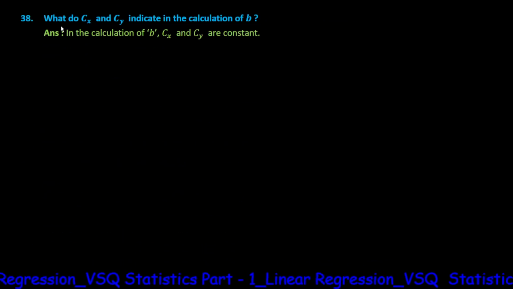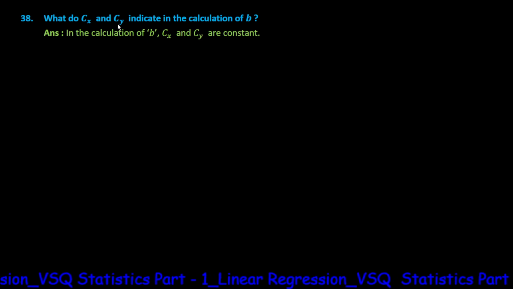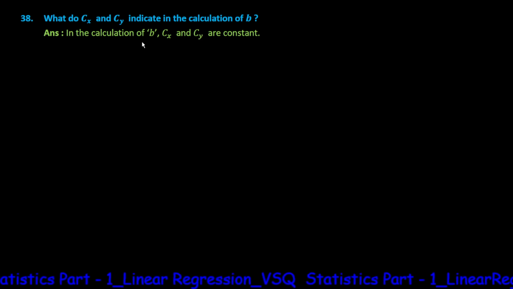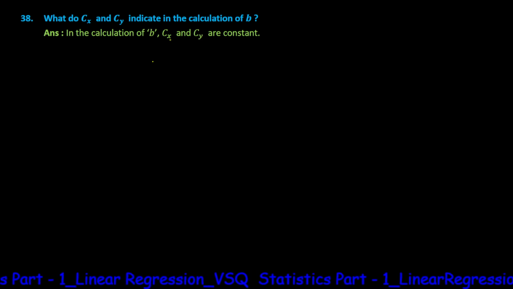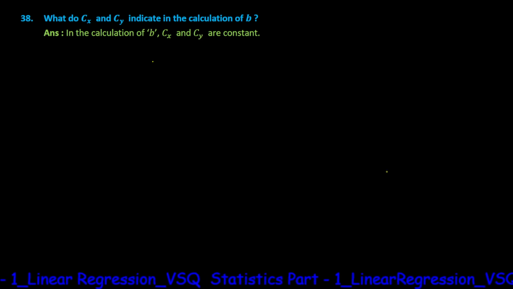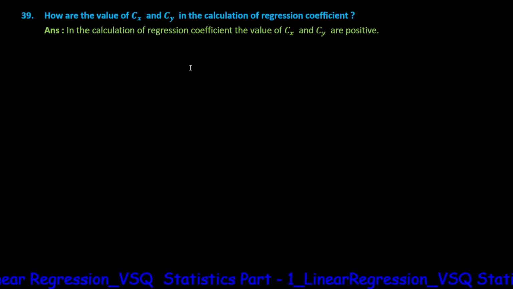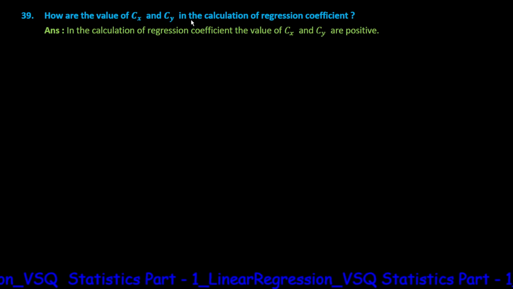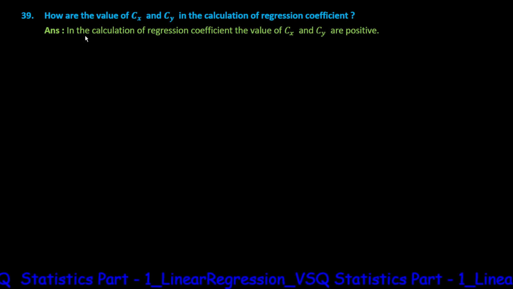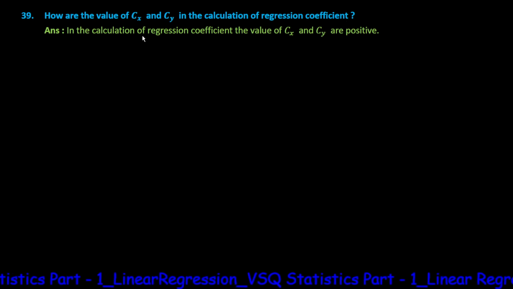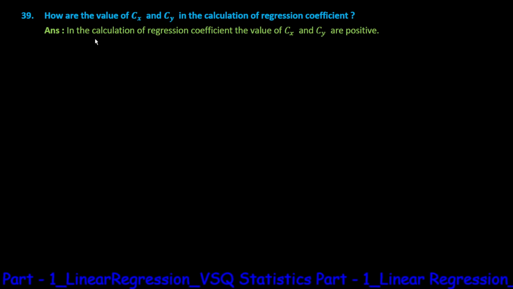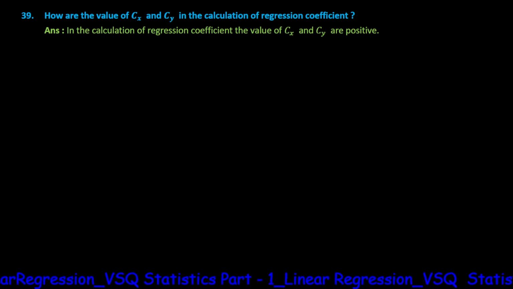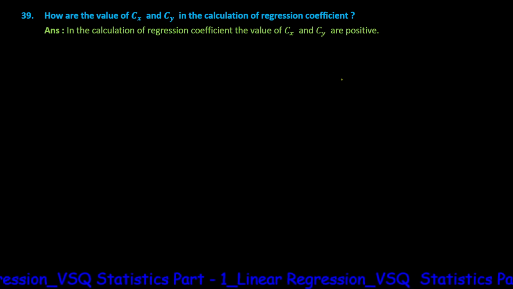Question 38: what do Cx and Cy indicate in the calculation of B? In the calculation of B, Cx and Cy are called constants. Question 39: how are the values of Cx and Cy in the calculation of the regression coefficient? In the calculation of the regression coefficient, the values of Cx and Cy are always positive.